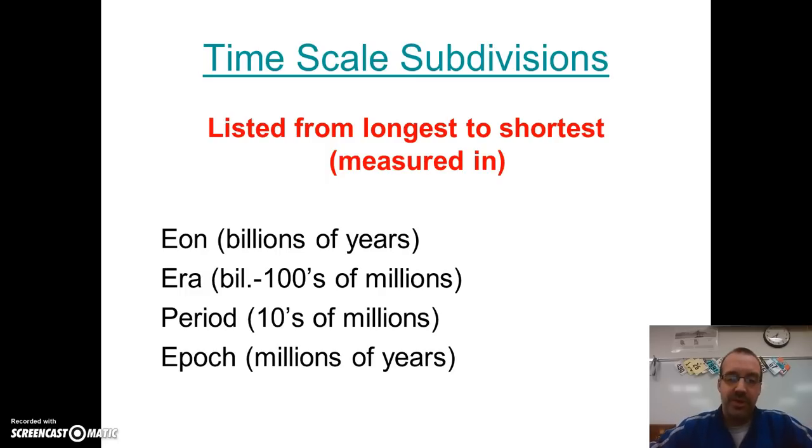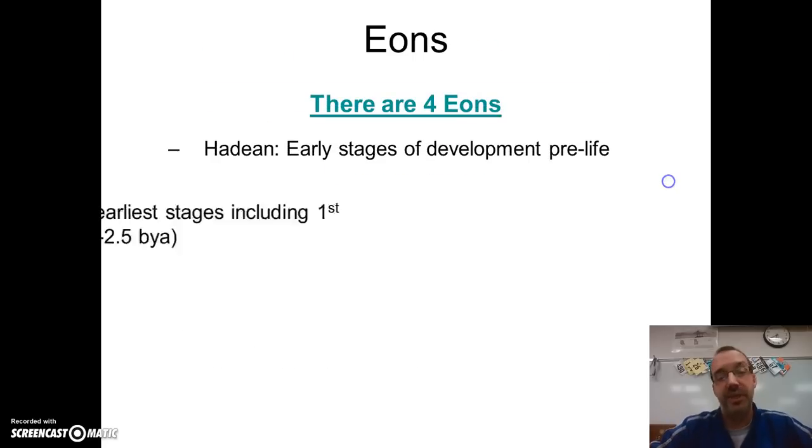Then we have the eras, which are broken down, the largest of which are a few billion years. But then typically the eras of the more recent time are broken into 100 million year segments. Periods are generally in terms of tens of millions of years, and then our epochs, which are the smallest subdivision of time, are broken up into hundreds of thousands or millions of years.